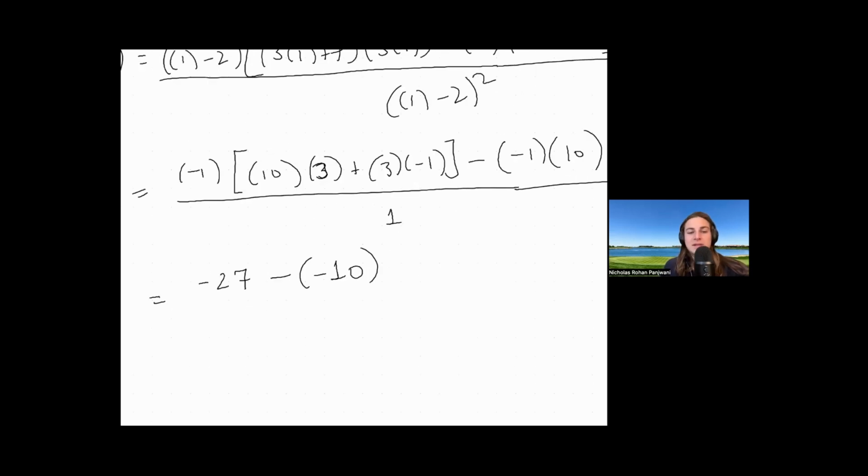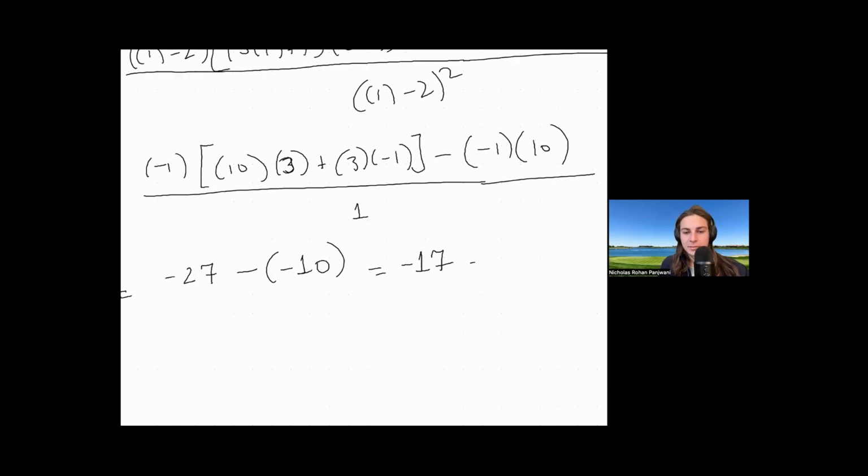So negative 27 minus negative 10. So plus 10. So that's negative 17. That's RM. Boom.